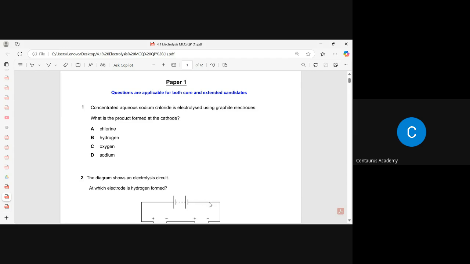So if you look into this question, the first question here says, concentrated aqueous sodium chloride is electrolyzed using graphite electrodes. Okay. So concentrated aqueous sodium chloride is the electrolyte, which is being electrolyzed, and it undergoes the process of electrolysis. And the electrodes which are used here are inert electrodes, that is graphite electrodes. So graphite, carbon, and platinum, all of these are referred to as inert electrodes, which means that they do not take part in the process of electrolysis. The question says, what is the product which is formed at the cathode?